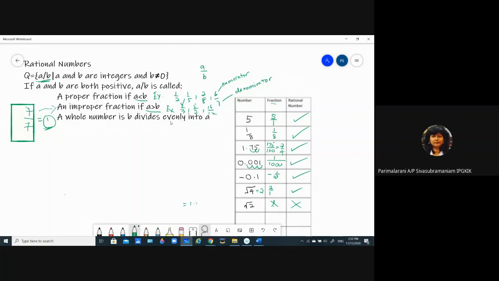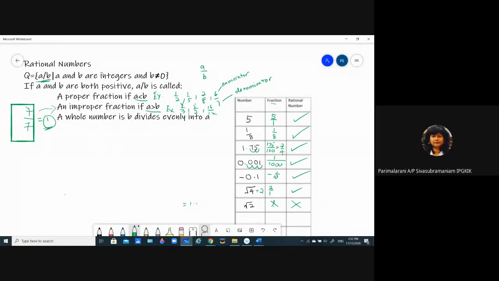So if you want to identify if a number is rational or not, what do you do? How do you identify if a given number is rational or not? You see if the number can be written as a fraction, as A over B. If it can be written as a fraction, it is rational. If it cannot be written as a fraction, then it's irrational.